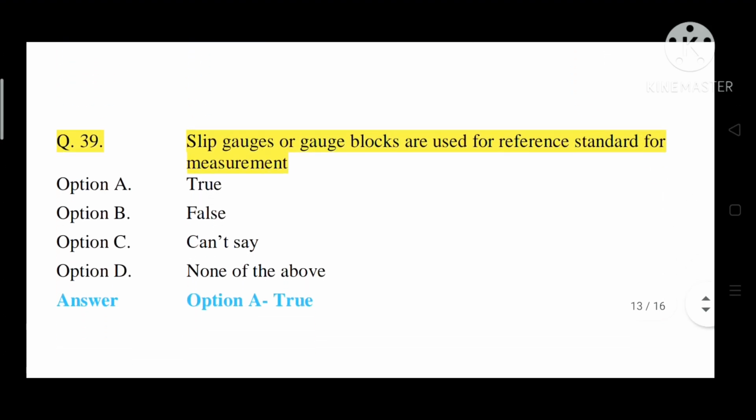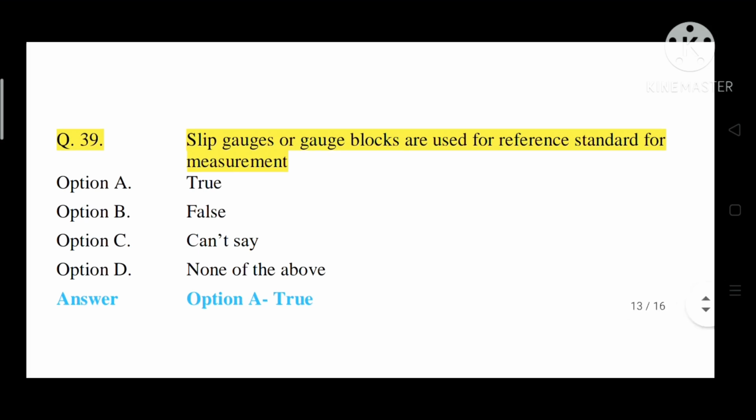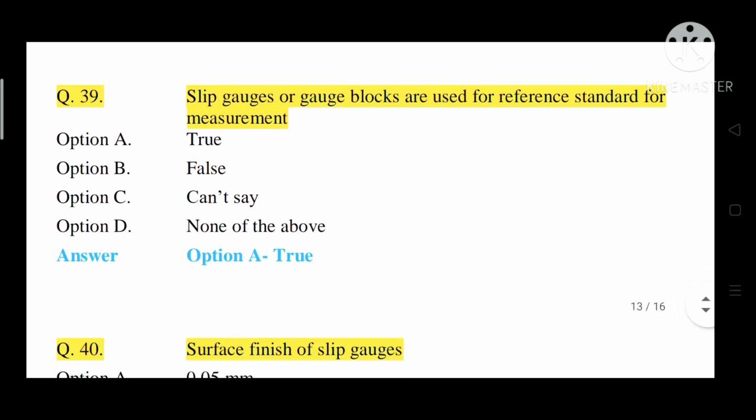Question number 39. Slip gauges or gauge blocks are used for reference standard for measurement. The statement is true or false. So options are given. Option A, true. Option B, false. Option C, can't say. Option D, none of the above. So correct answer is option A, that is true. Slip gauges or gauge blocks are used for a reference standard only. So that is why this answer is true.